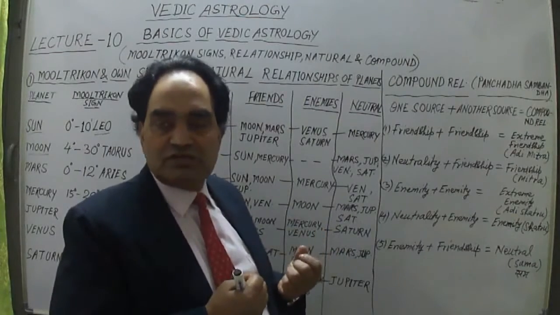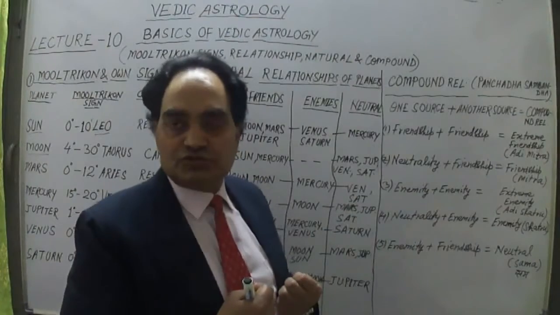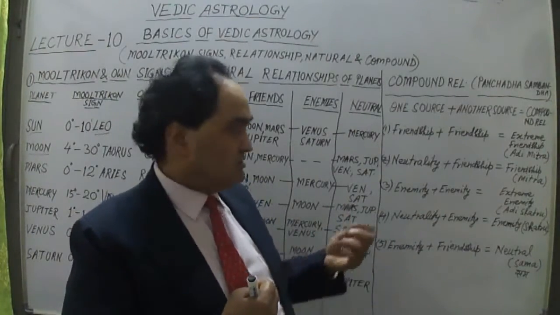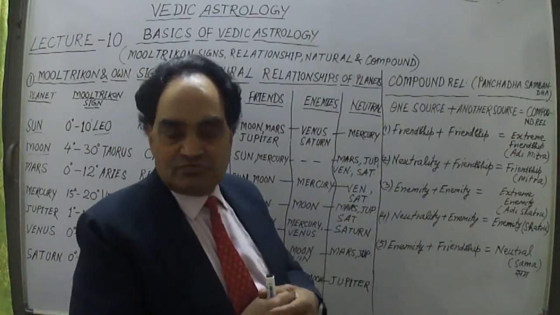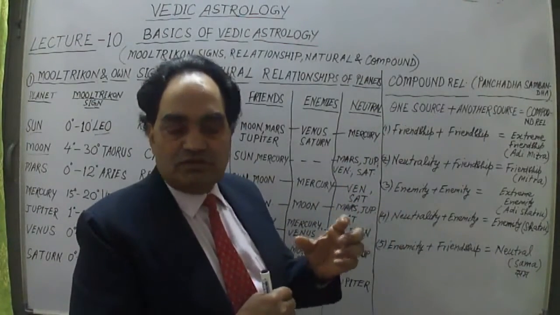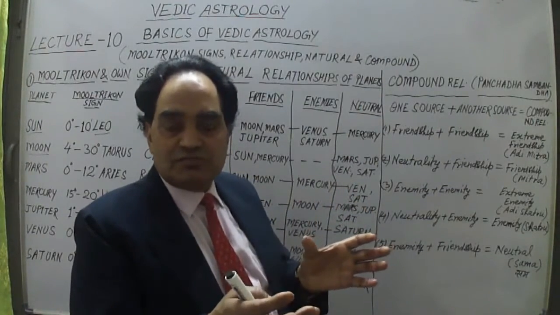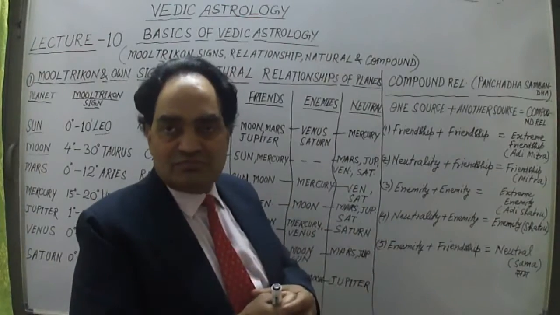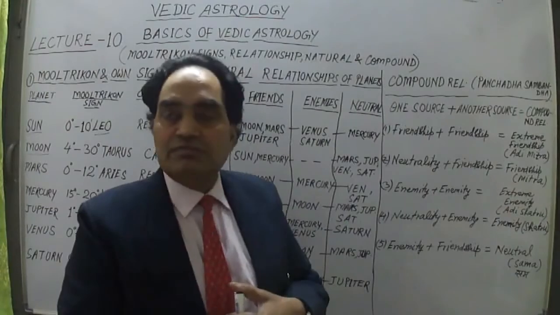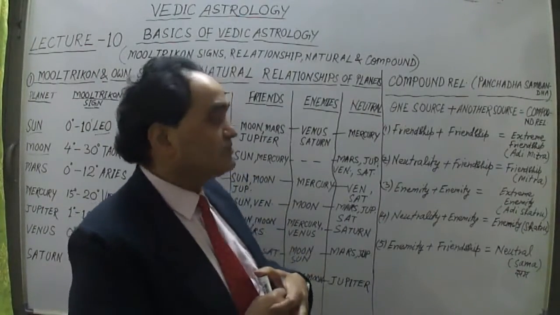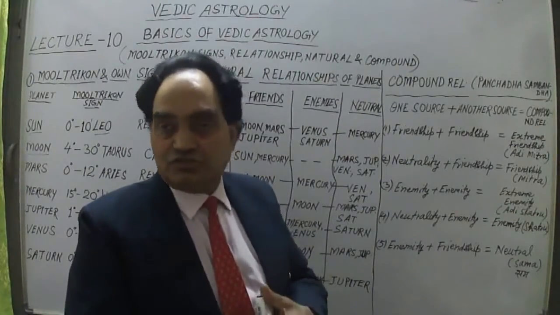Extreme relationship. That is known as Adi Shatru. Shatru means enemy. Both are having extreme enmity. For Sun, Saturn is enemy. For Saturn, Sun is enemy. So both are having what kind of relationship? Extreme enmity, that means Adi Shatru they are. So in Sanskrit this is known as Adi Shatru, right?